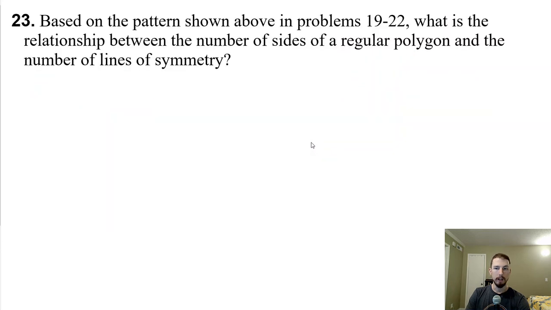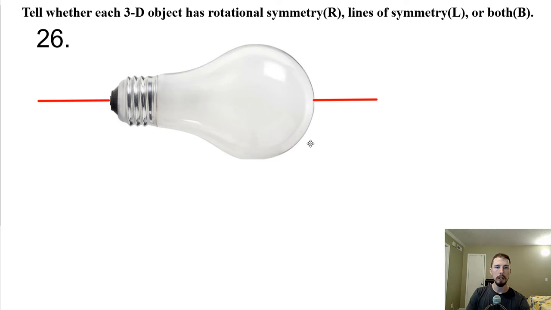All right, done. Okay, so tell whether each 3D object has rotational symmetry, lines of symmetry, or both. You can just label it R, L, or B. Just go through them pretty quick.